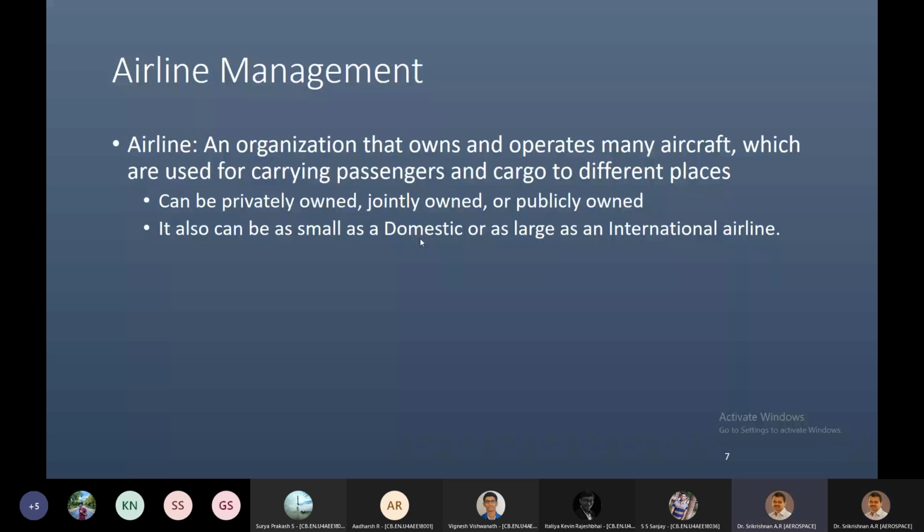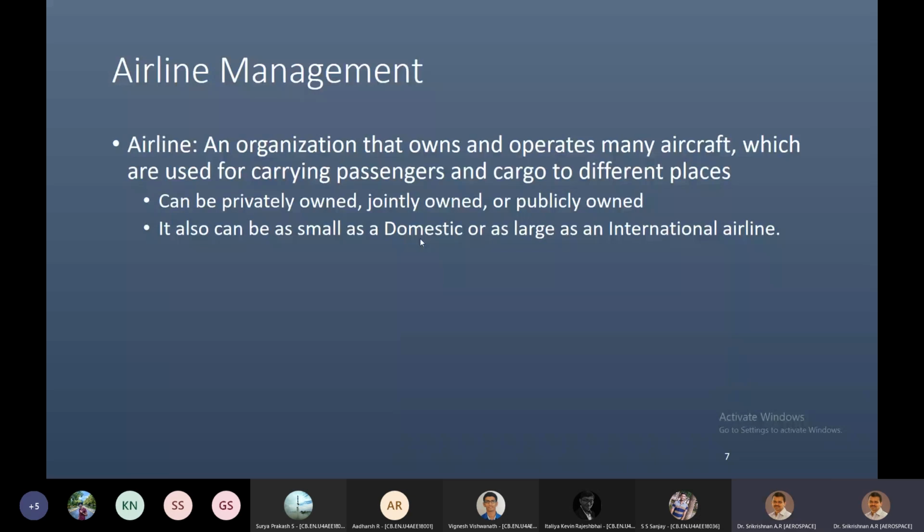Airlines can be privately owned or publicly owned. What we have at present in India is mainly publicly owned and privately owned airlines. Actually, the only publicly owned one was Air India, and that, as we know, has recently been sold to Tata's. So right now, what we have is privately owned airlines, and depending on the flight routes, it could be international airlines or domestic airlines. So nothing new about those classifications.